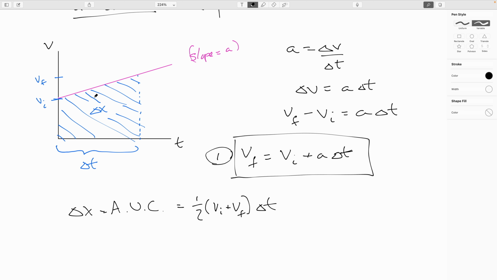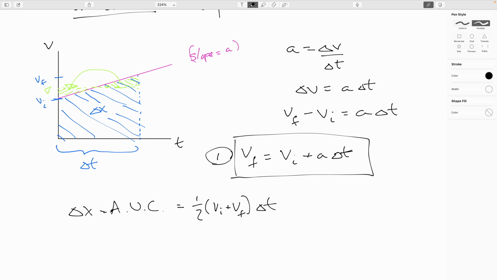Okay, if you're not 100% thrilled with that, I can justify it a little differently. Since the velocity is changing steadily, in this particular case, the average velocity will be perfectly in the middle between the initial and the final. So effectively what we're doing is taking this area here and sticking it in over there. And so then this becomes the average velocity times the time. So we can argue it that way as well.